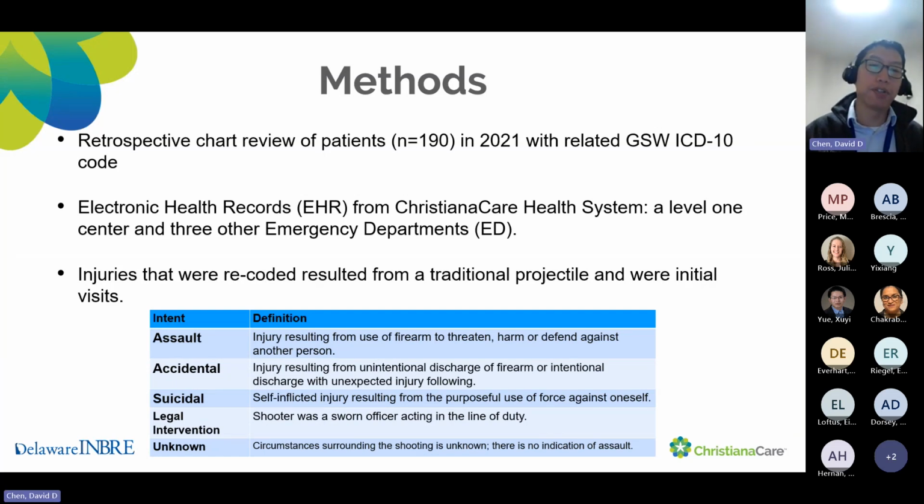And we looked at these records using a chart abstraction methodology that was more similar to the way that the CDC recommends classifying fatal injury from firearms. And we said, okay, what are the different categories that this should fall into? Assault, accidental, suicidal, from legal intervention, or truly unknown, where there's no data at all related to what the etiology could have been behind the shooting. And kind of the rule of thumb is unless it was really obviously accidental, it tends towards defaulting to assault injury if it's not clearly suicidal or legal intervention.